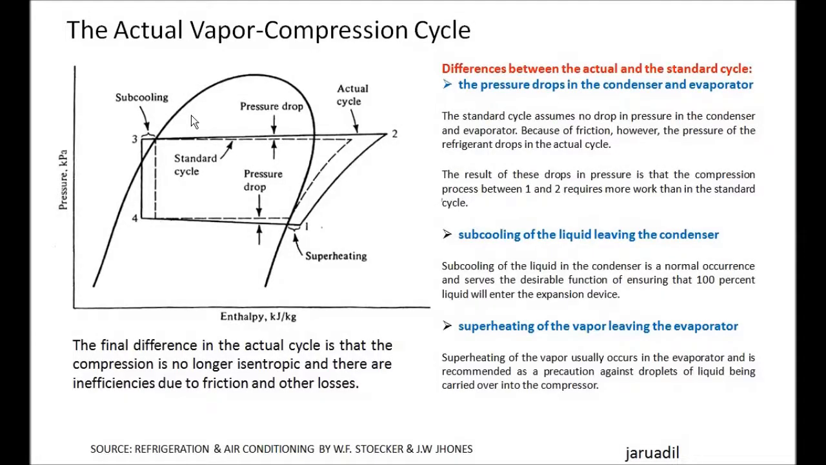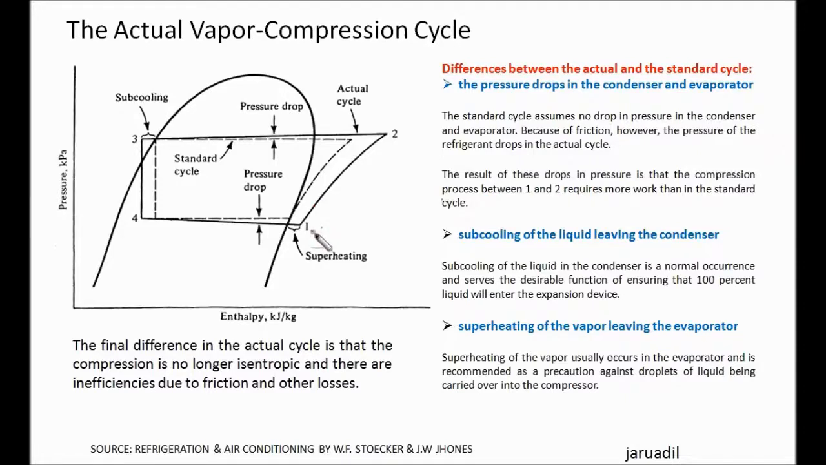So let us discuss the differences between the actual and the standard cycle. Ang sabi dito, the pressure drops in the condenser and the evaporator. So kagaya ng sinabi ko kanina, meron siyang pressure drop sa condenser and evaporator. The standard cycle assumes no drop in pressure. Yung standard, yung ideal. Because of friction, however, the pressure of the refrigerant drops in the actual cycle. So yun nga, due to fluid friction, friction between the fluid and the walls of pipe, magkakaroon ka ng pressure drop. The result of these drops in pressure is that the compression process between 1 to 2 requires more work than the standard cycle.